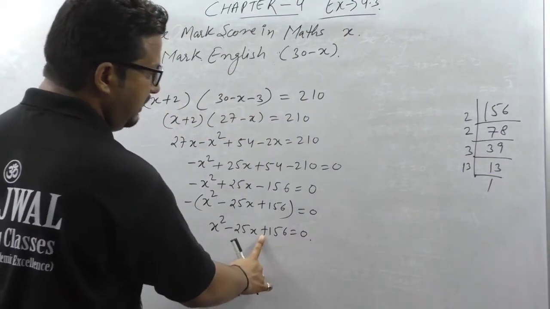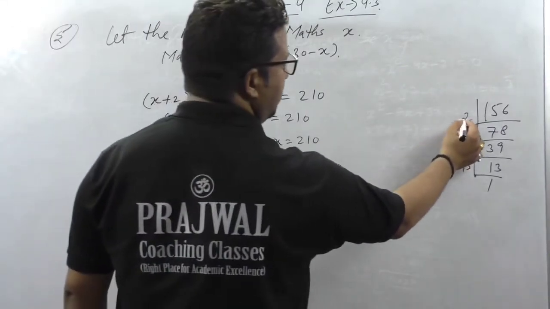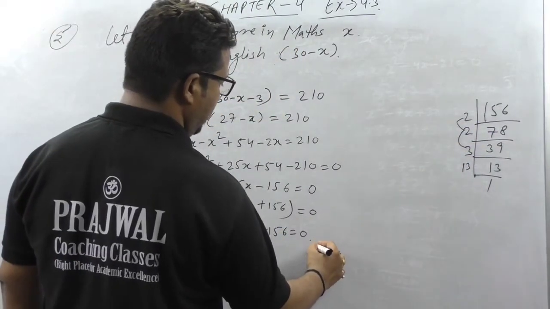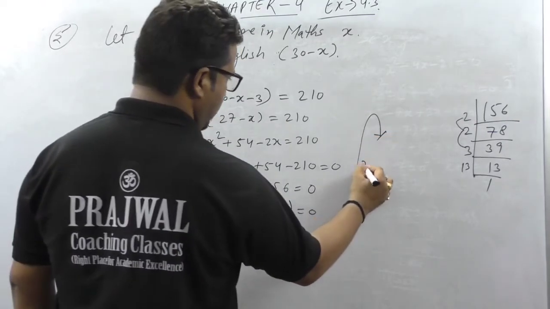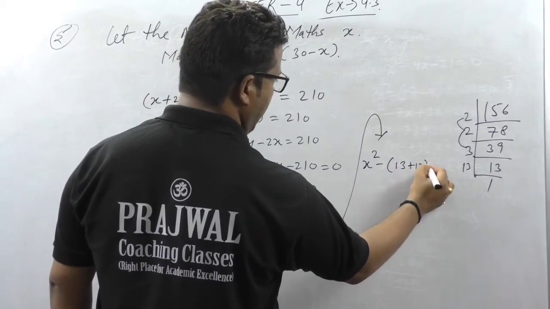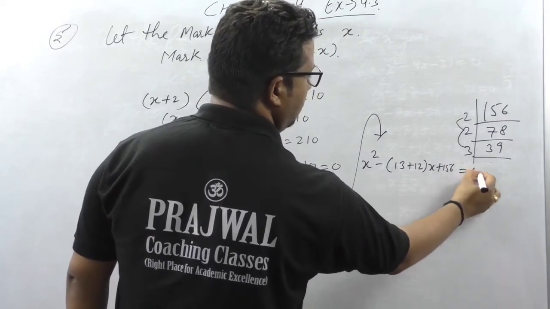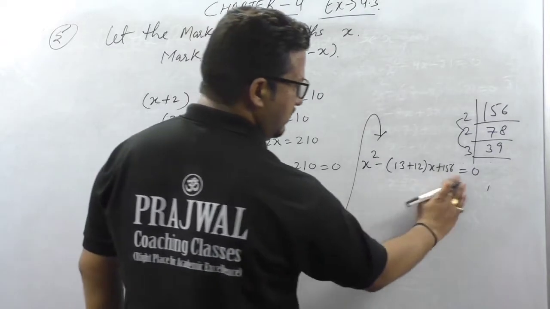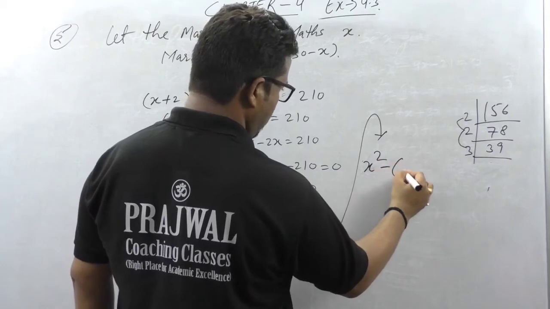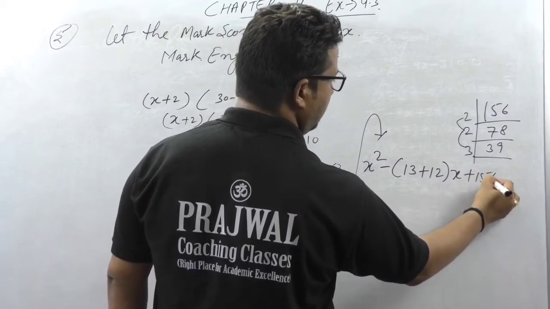So now we understand the plus sign, so we have to just express the middle term in the addition form. So we already know here, see 2 into 2 is 4 into 3 is 12. 12 plus 13 is 25. So here I am expressing it for everyone. So we can write x square minus, in bracket we can write 13 plus 12, x plus 156 equal to 0. Okay, I think I have written very small so I can write it again. So it will be x square minus, we can write 13 plus 12, x plus 156 equal to 0.